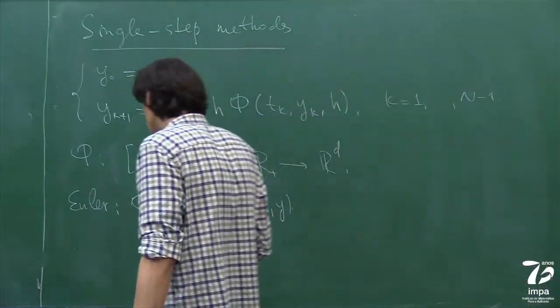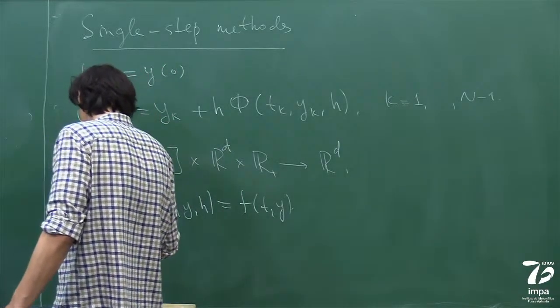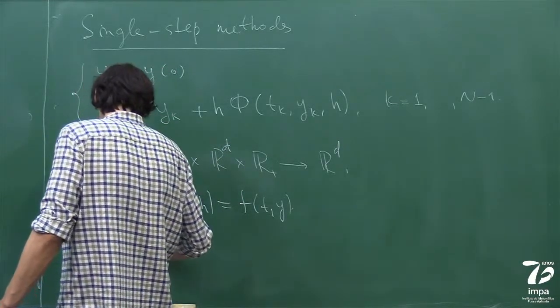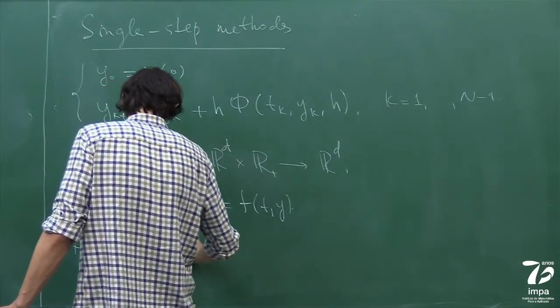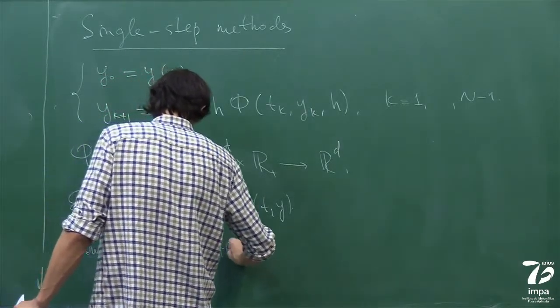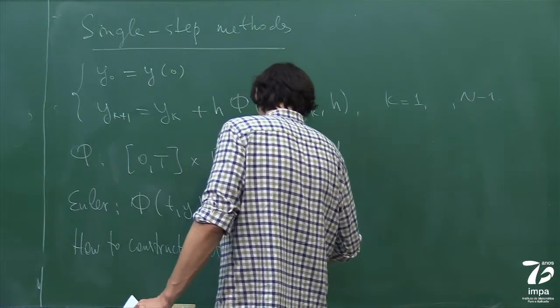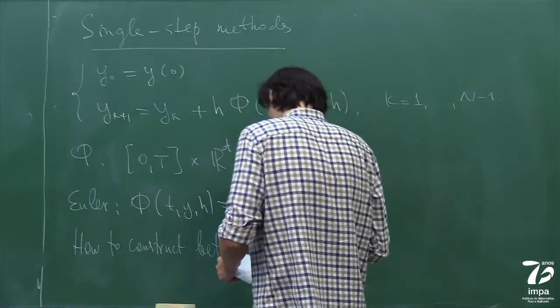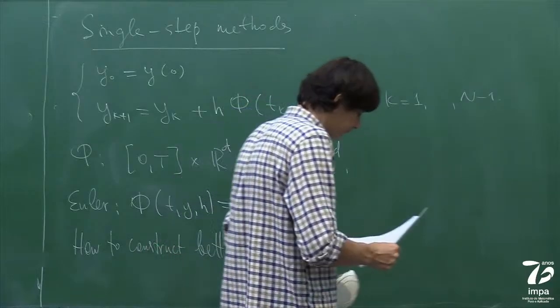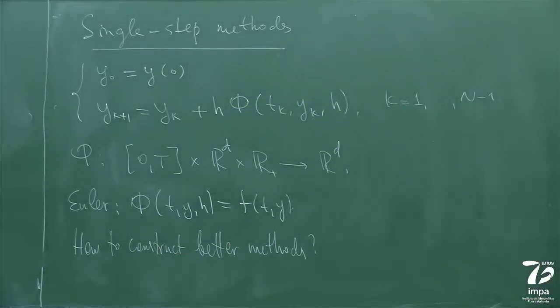But we can have different methods. So how to construct better methods? We start with an explicit construction, and then we will generalize it to higher order methods. What we derive is a second order Runge-Kutta method.